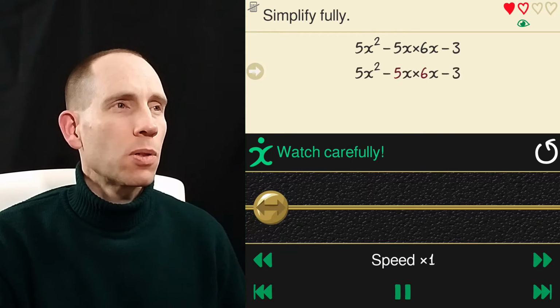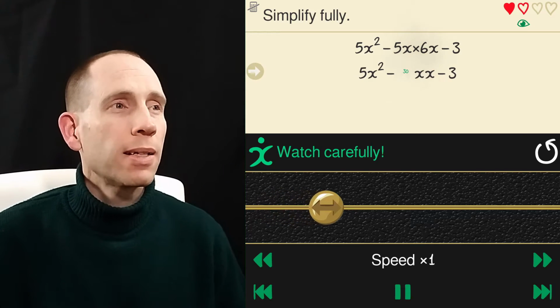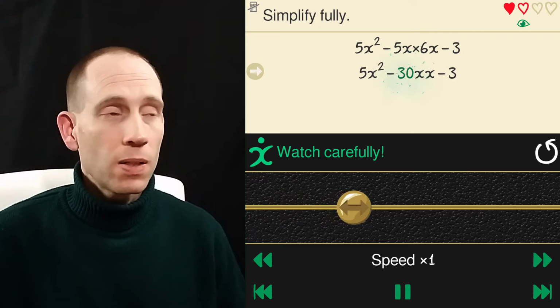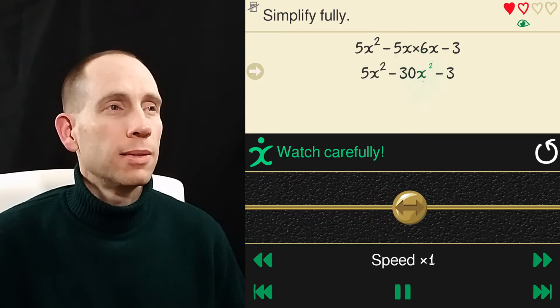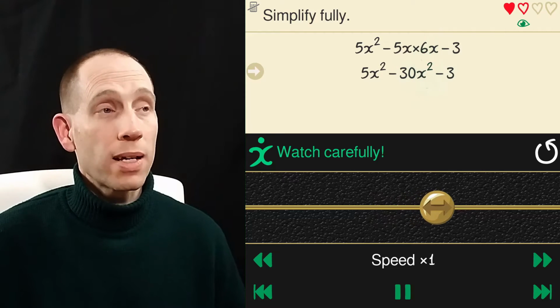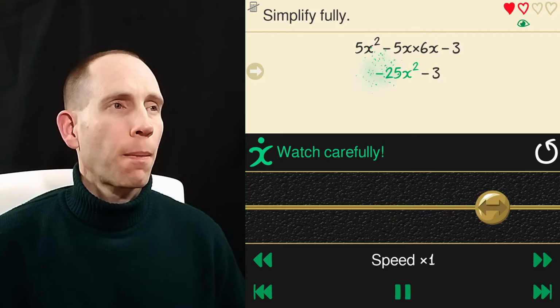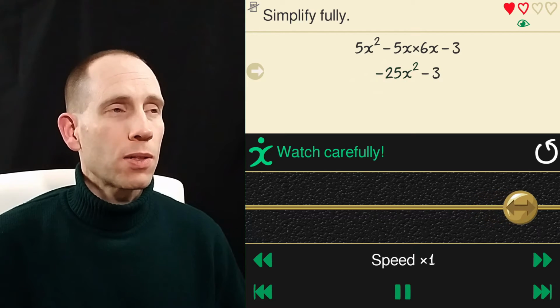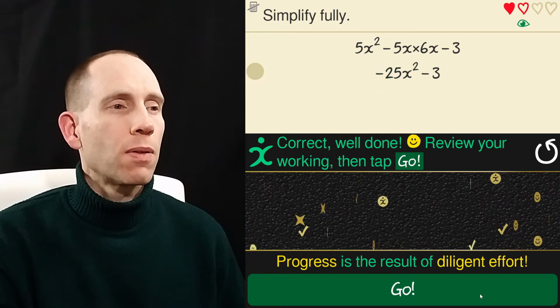Right, and similar idea, let's watch this one. So 5 times 6, this is the coefficient being simplified. The coefficient is negative 30. x times x will give us x squared. And then I can see I've got two x squared terms, so they can simplify. So 5x squared take away 30x squared is going to leave me with negative 25x squared.